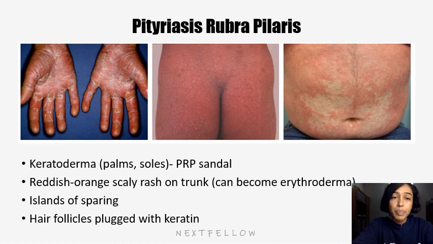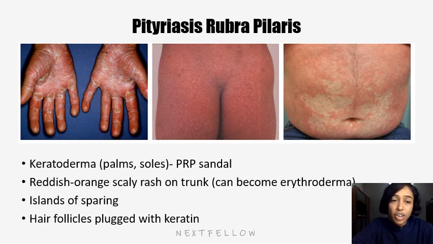And what is PRP or pityriasis rubra pilaris? There are a few classical features you need to know about it. You don't need to know about it in detail. There is a keratoderma of the palms and soles, also known as the PRP sandal, because there's a very thick layer of the skin, which forms on the palms and soles. This is usually a condition seen in childhood. The lesions are reddish or orange. You have to remember this orange color, okay, that's seen in PRP.